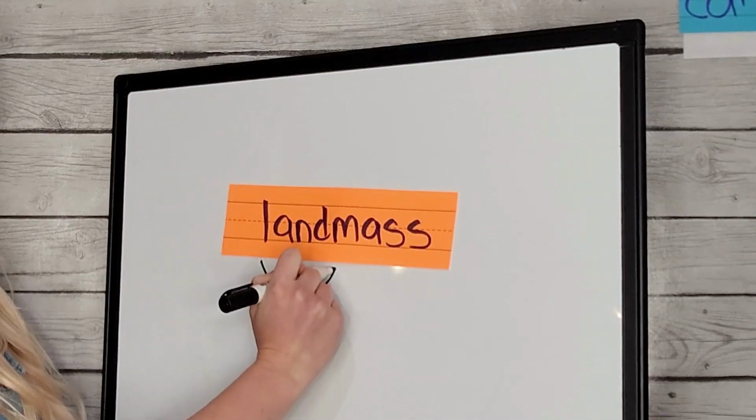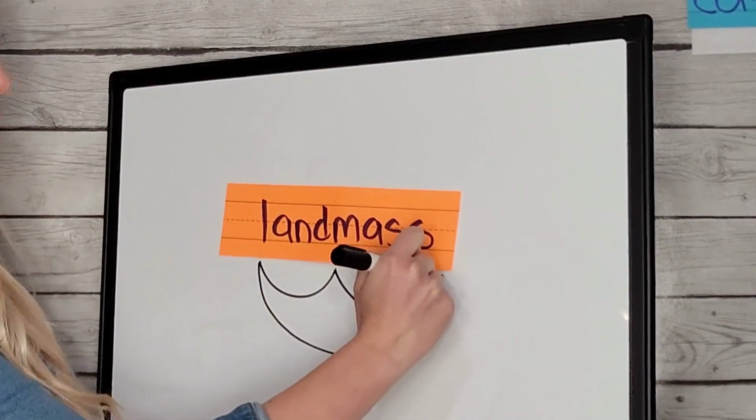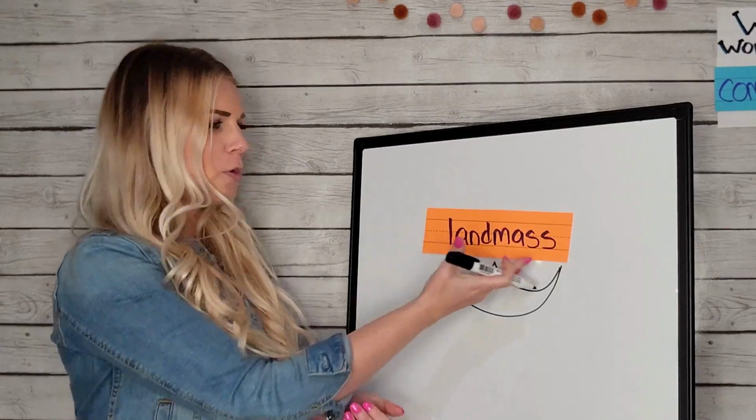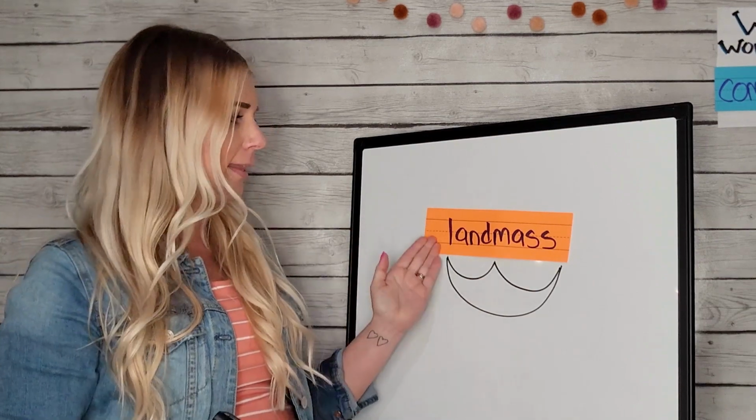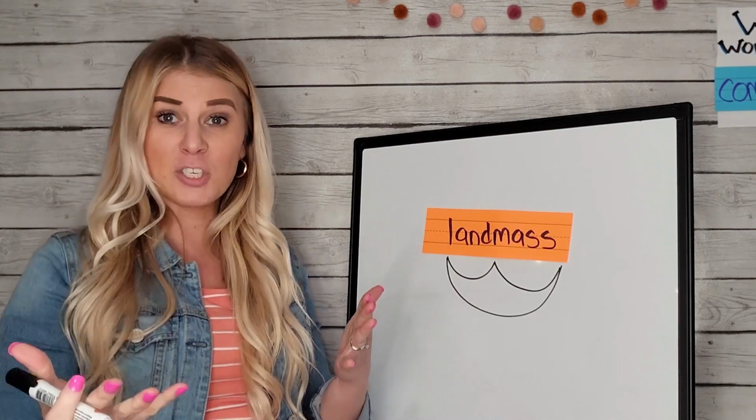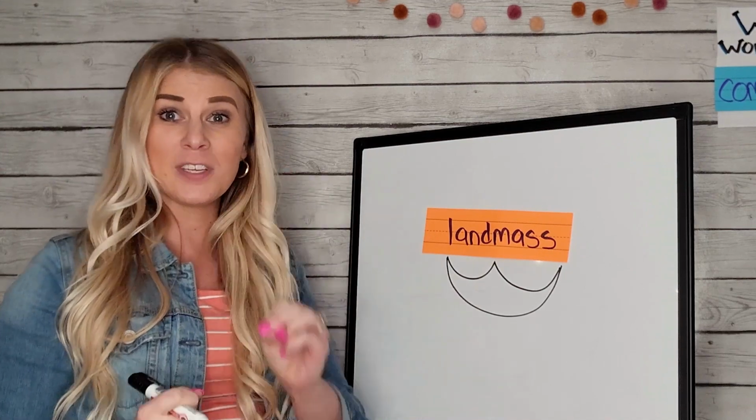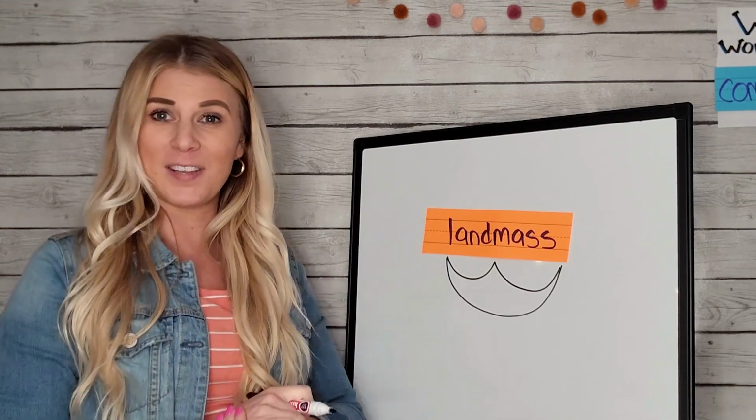Land. Mass. Land mass. I know a mass is a really big chunk of something. So a land mass must be a really big chunk of land. Michigan is made up of two different pieces of landmass, our lower peninsula and our upper peninsula.